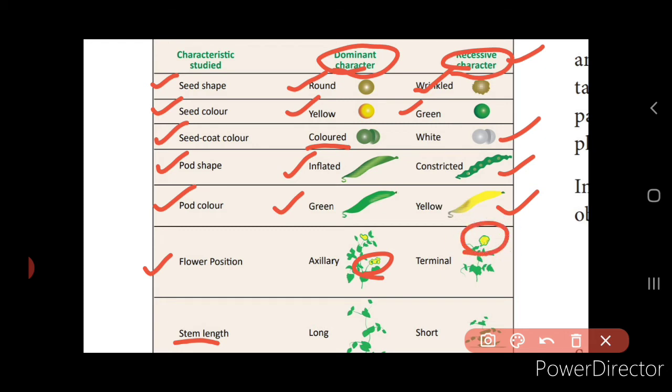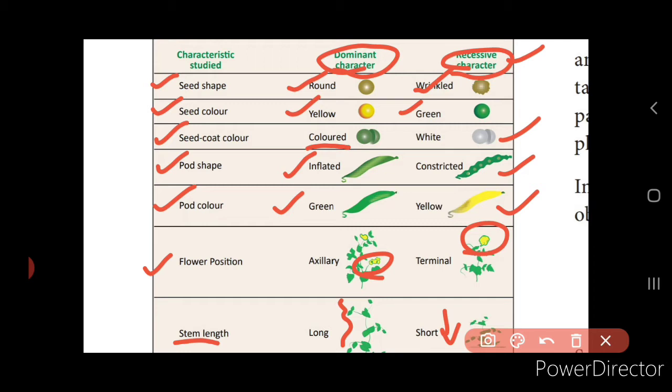Apart from the terminal, which is only at the top of the plant, right? Only at the tip you can see the flowers, but axial is at the axial nodes, you can see. And the stem length, here you can see a long stem, and here on the other hand it is a short one, right? So that is the recessive character. So these are the 7 pairs of contrasting characters that were chosen by Mendel.